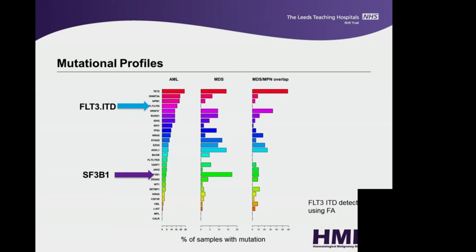SRSF2 is also common in all 3 subtypes, as are the rest of the spliceosome genes, and again, they're a very important prognostic group to actually identify. Again, down here you'll see that we don't look for FLT3 ITDs by next-gen sequencing for all the reasons that were mentioned yesterday. Large ITDs are very, very difficult to actually align, even with pull-down strategies. So we use fragment analysis to actually identify those as an extra technique.